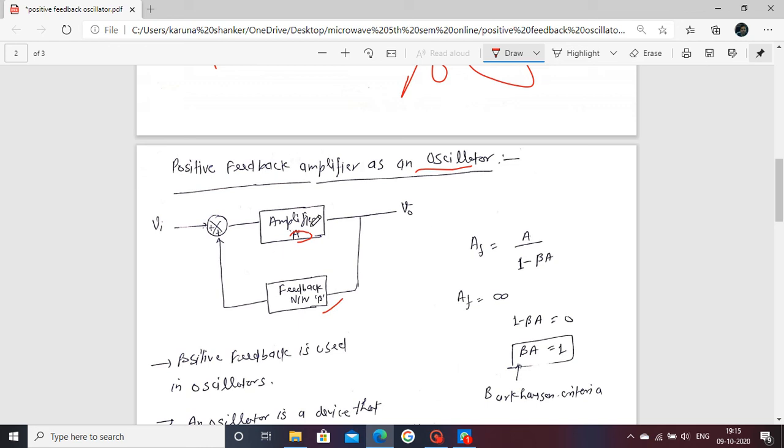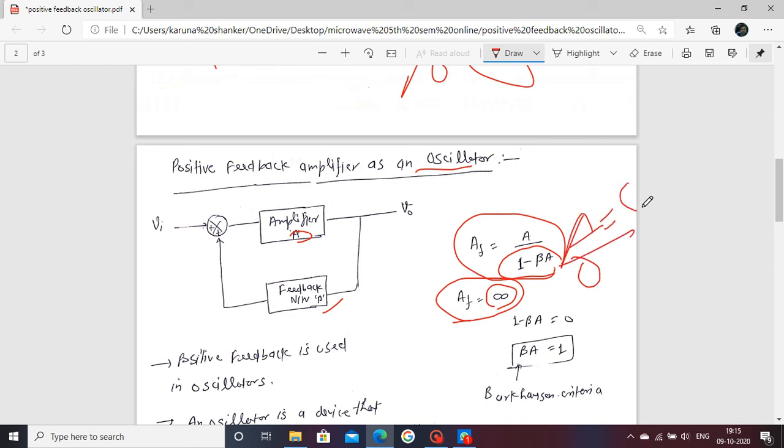The relation for positive feedback, the feedback loop gain, is equal to A upon 1 minus beta A. The ideal oscillator has infinite closed loop gain or feedback gain. This infinity comes when the denominator is put to 0, because A upon 0 is divided and gives infinity. So 1 minus beta A is equal to 0. Arranging this, we get beta A equal to 1. This is your Barkhausen criterion.